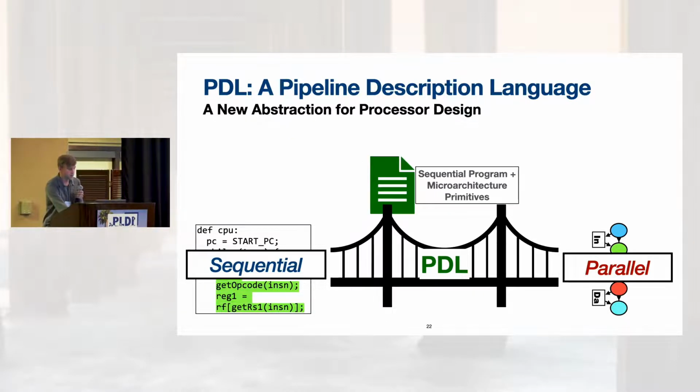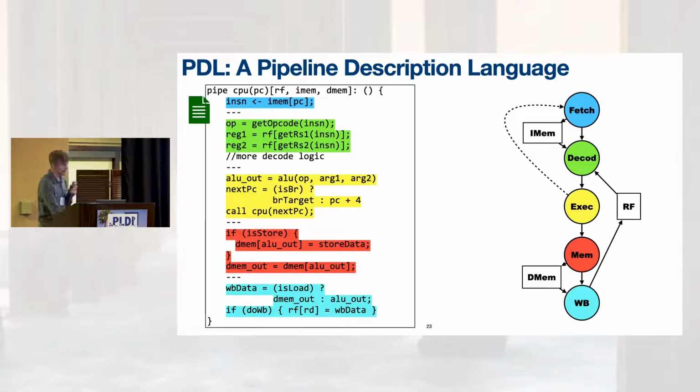All right, so let's jump into what a PDL program looks like. It's going to look a lot like the interpreter program we had before on the left, but with a few extra changes. So first of all, we're defining a pipeline here. Oh, my cursor doesn't show up. OK, we're defining a pipeline named CPU that takes the program counter as input. That's the address of the instruction you're going to execute. And it has references to this shared state: the register file, instruction memory, and data memory.